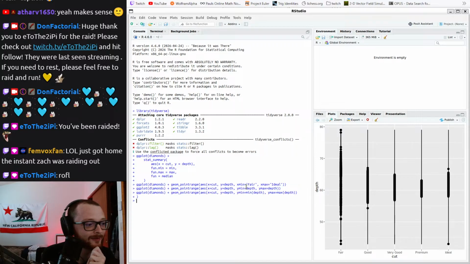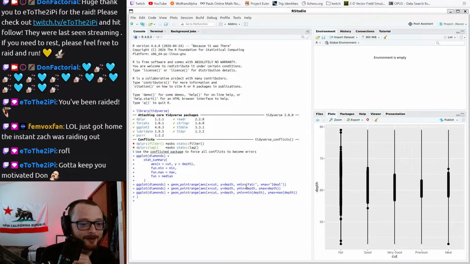The quest to learn R continues. That's what I'm working on today. I'm trying to make this plot be not stupid. Is the current task. Got to keep me motivated.